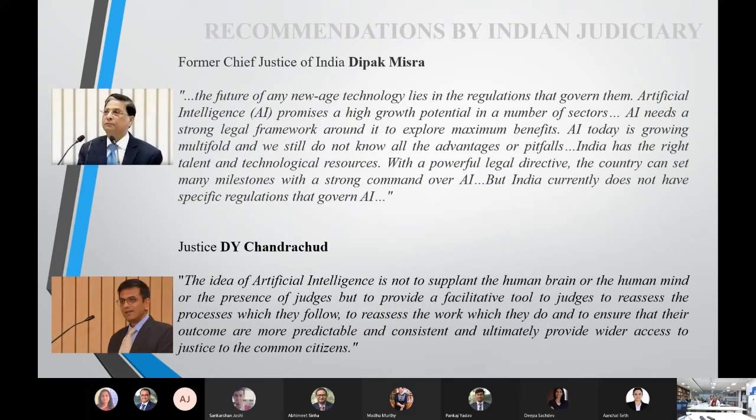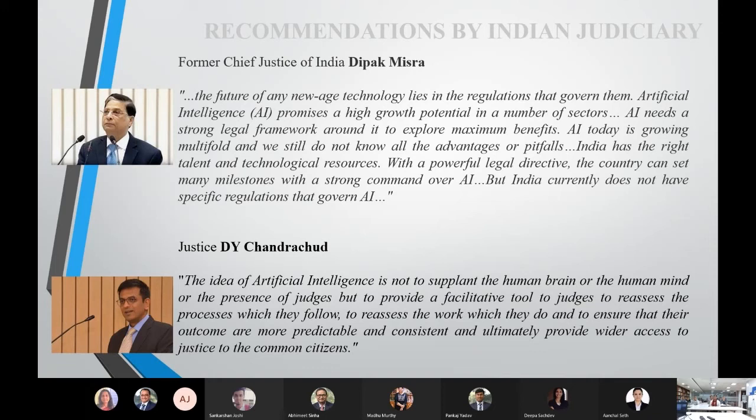Now, these are just a couple of quotes from speeches by former CJI Deepak Mishra and Justice Chandrachud, where they have spoken about the importance of AI as far as the judiciary is concerned. Deepak Mishra, in one of his lectures, said that AI has a high growth potential in a number of sectors, and of course, the main emphasis in all these lectures was that it should be developed and something should be brought about.